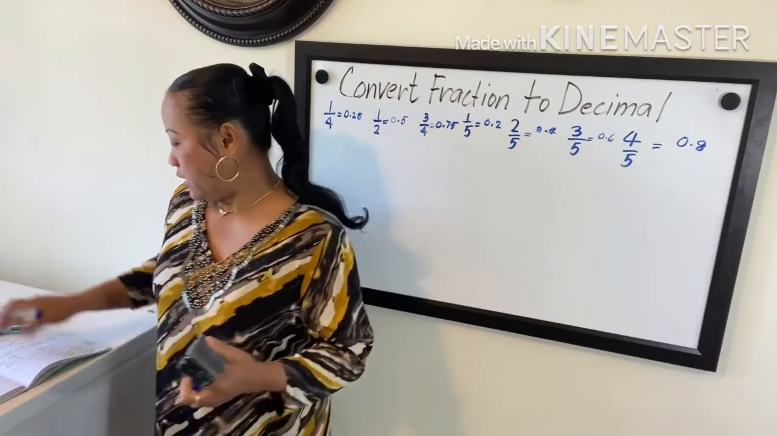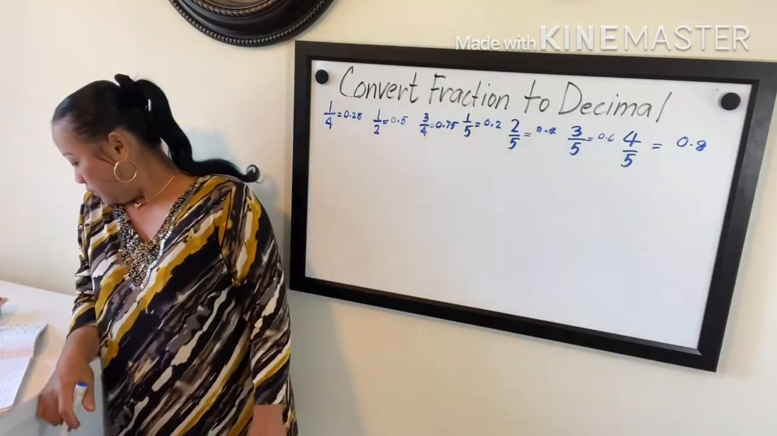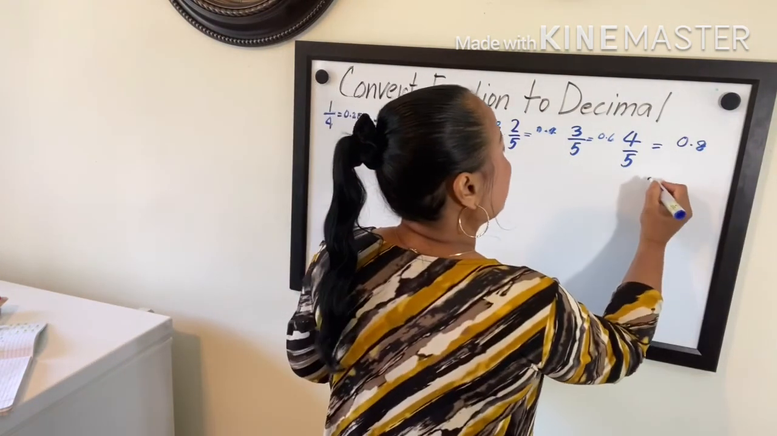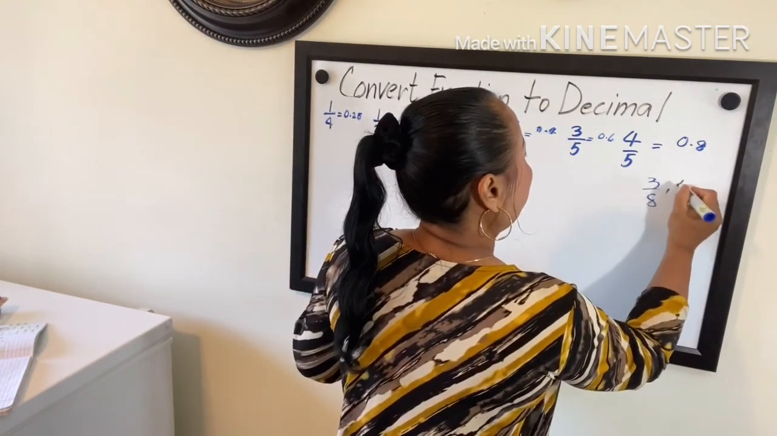Okay, we'll have more examples. Let's say 3/858.